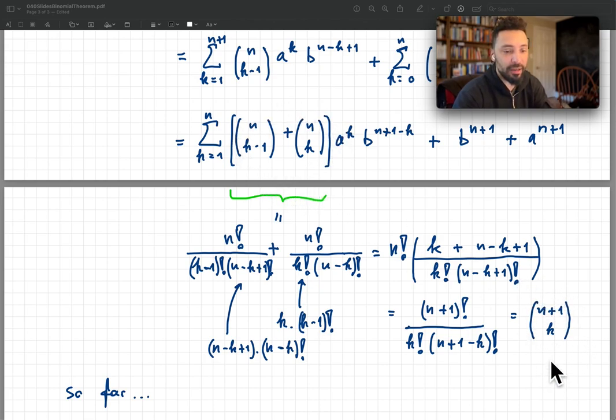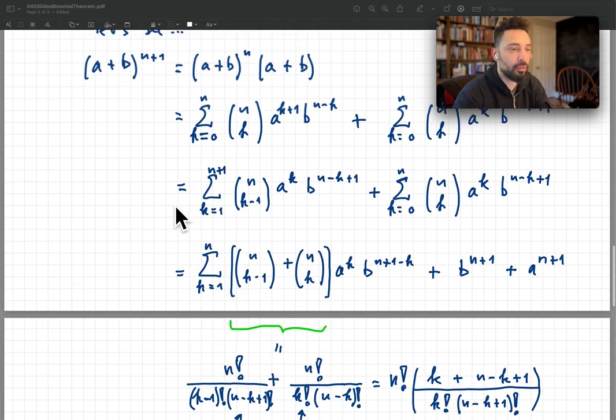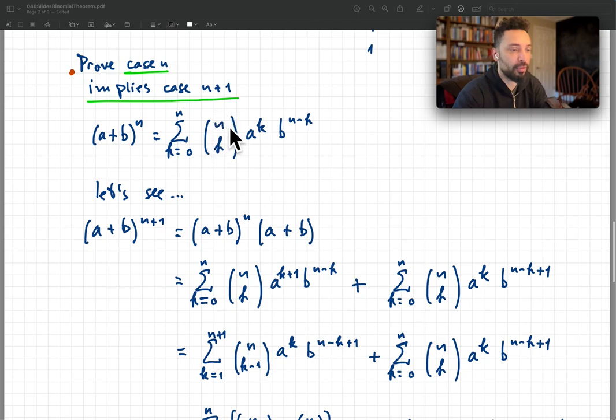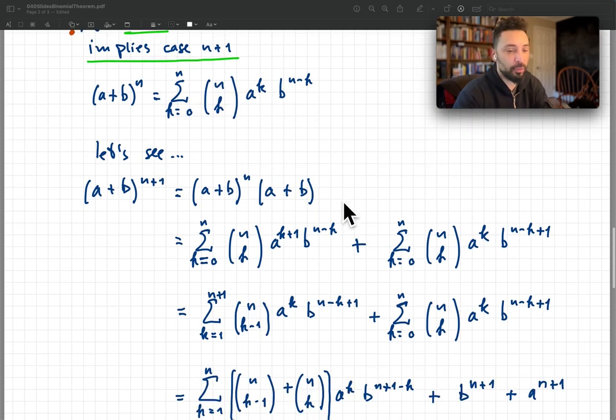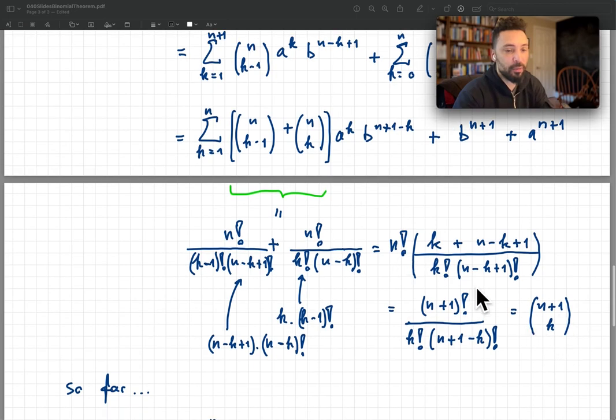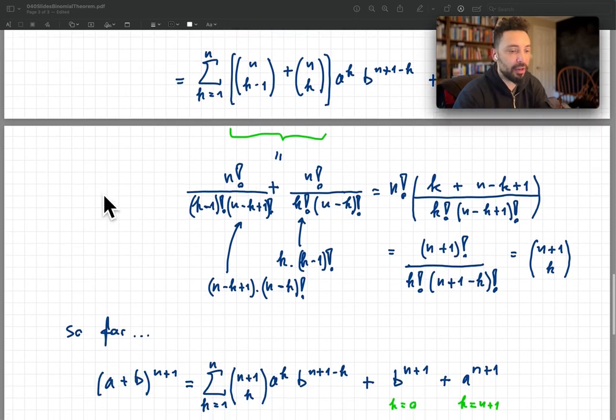It's the n plus 1 k binomial coefficient. So remember, the binomial coefficient that we have in the result that we want is n k. So the n plus 1 case would say n plus 1 k. And that's exactly what we're getting down here when we sum these two terms. We get n plus 1 k. And so far what we have then is this.